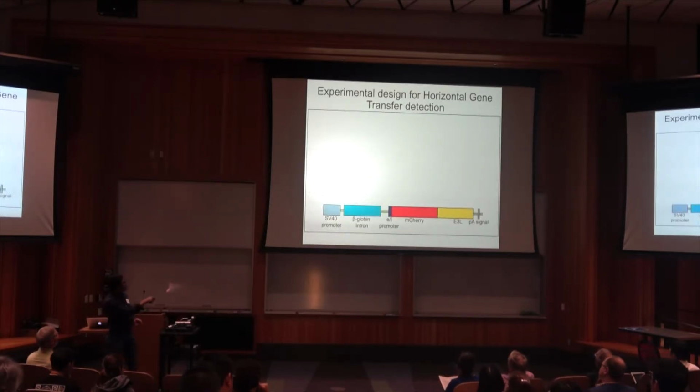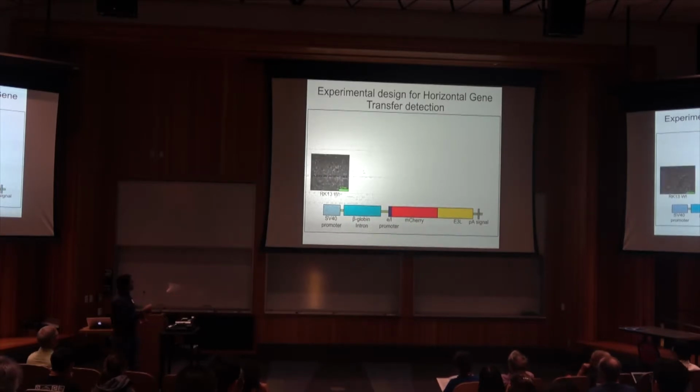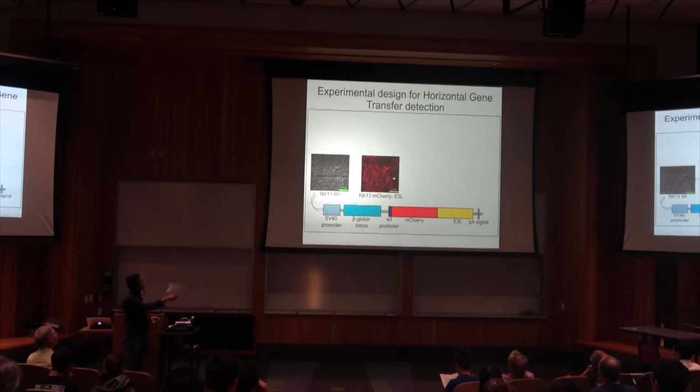So for my experimental setup, I used a construct which contains an SV40 promoter and intron to detect if the gene transfer is DNA or RNA mediated, and a vaccinia virus synthetic early late promoter followed by the red fluorescent protein mCherry fused with the pox virus E3L. So I stably transfected the rabbit kidney cell line RK13 wild type. Now the RK13 cells are expressing this mCherry-E3L.